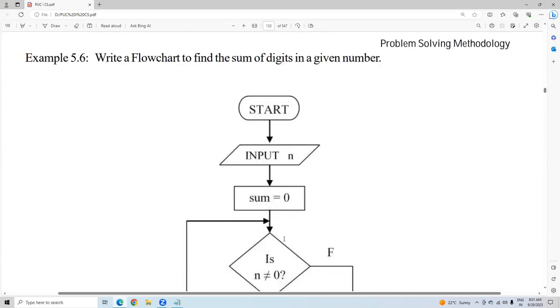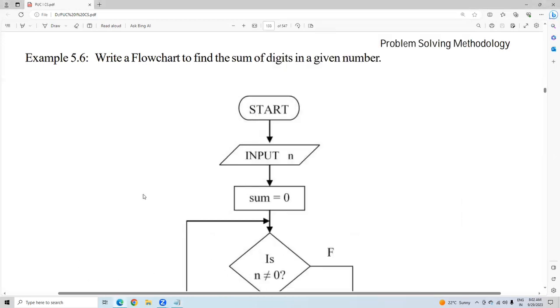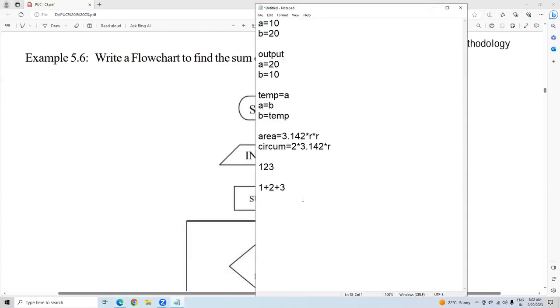And then, write a flowchart to find the sum of digits in a given number. That means, digits in a given number: if the given number is 123, your program should calculate 1 plus 2 plus 3, which is the sum of the individual digits present in a number. For example, if I enter 546, your program should calculate 5 plus 4 plus 6, or 6 plus 4 plus 5, anyway.